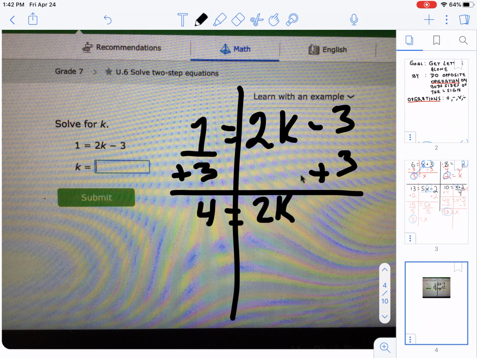2k. Now 2k means 2 times k, so I have to do the opposite of that. That means divide by 2. Divide by 2, and if I divide by 2 on the right, I also have to divide by 2 on the left. 4 divided by 2 is 2. These cancel out to become 1 times k, or k. So k equals 2.